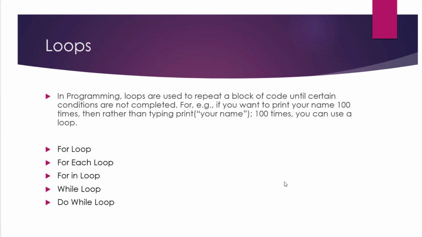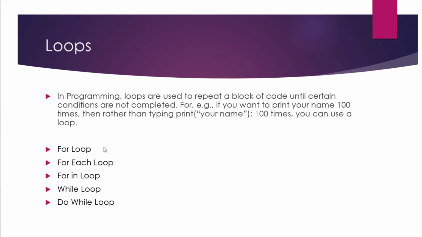Our previous tutorial was about the ternary operator. Now in today's tutorial we are going to start loops. Let us see the definition. In programming, loops are used to repeat a block of code until certain conditions are completed. For example, if you want to print your name 100 times, then rather than typing print your name 100 times, you can use a loop, right? So this is the benefit of a loop.